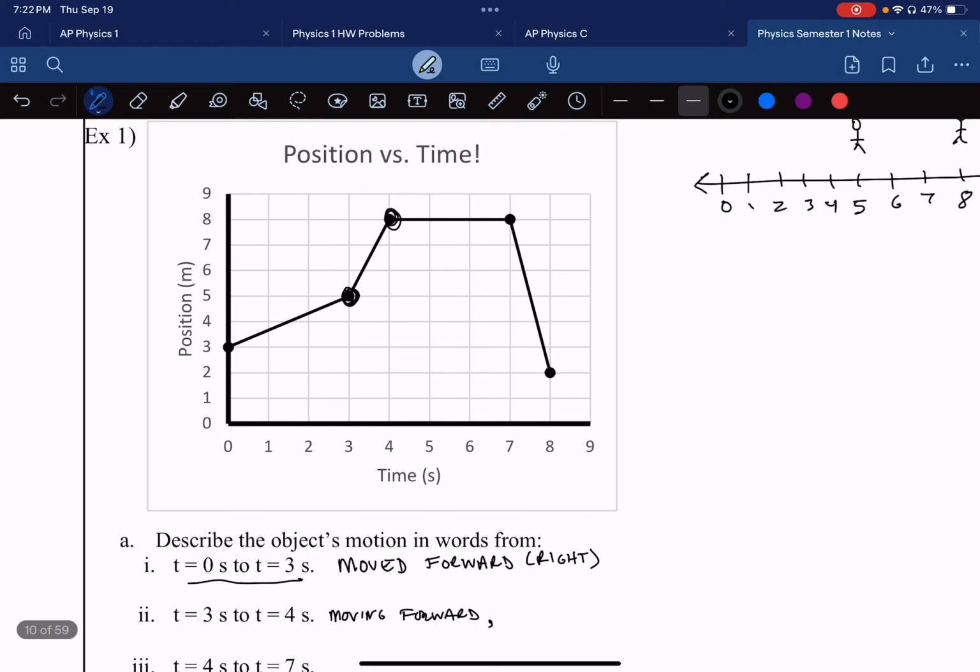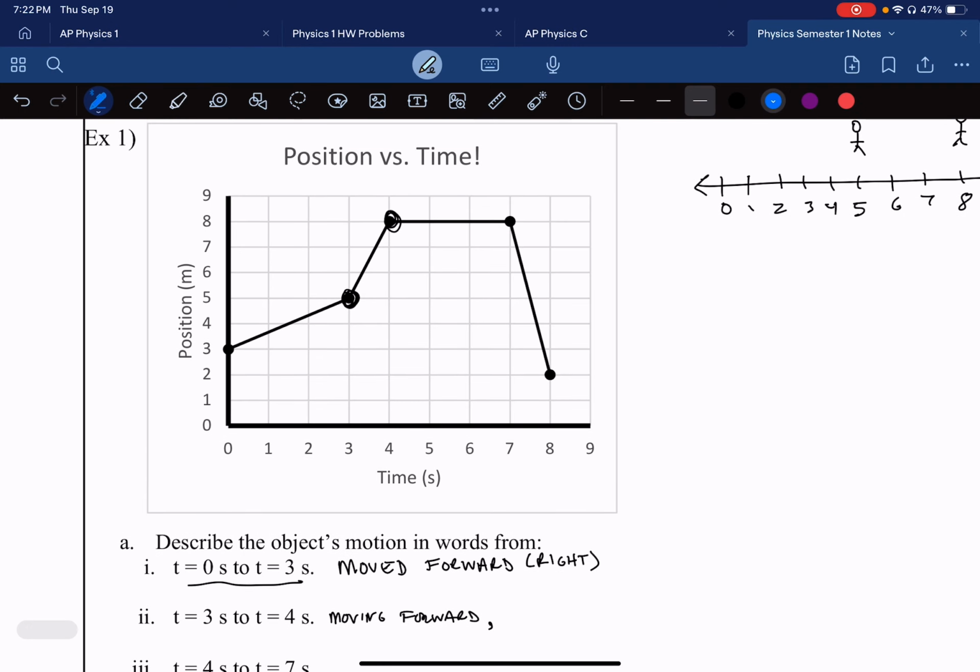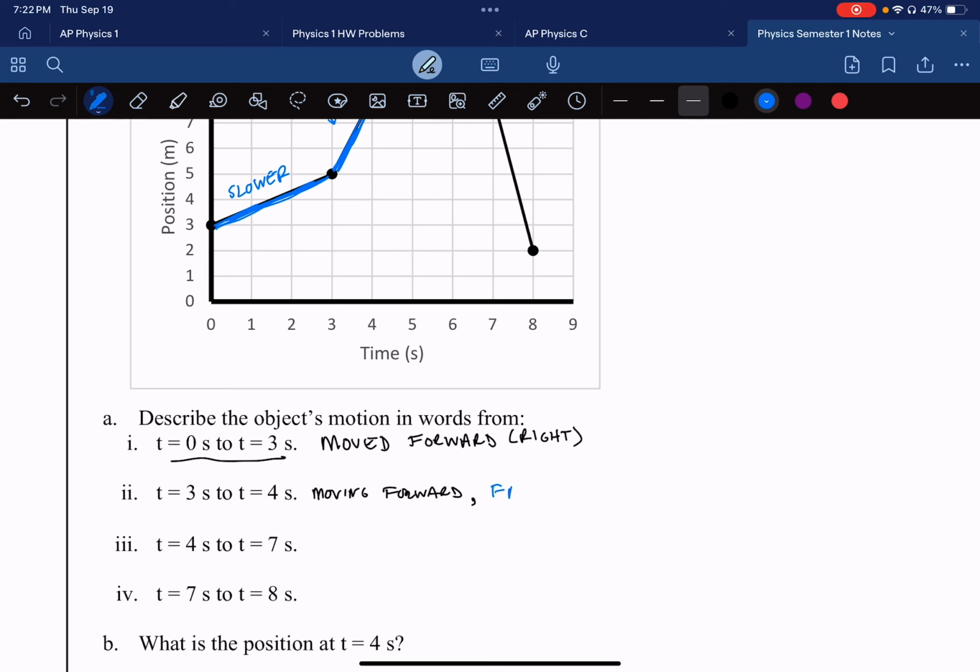But not only that, if we look at the graph, we can compare how fast the person is moving. Here's the slope at the beginning, but the one we're looking at right now is 3 to 4 seconds. We can see that the slope is more steep from 3 to 4 seconds. So this is faster, and this would be slower relative to each other. So we can also just say they're moving faster. Can be a little qualitative about it.